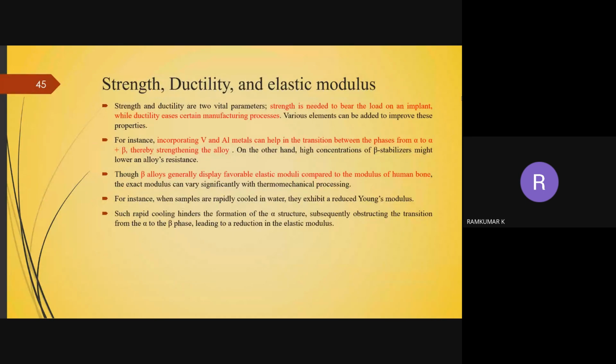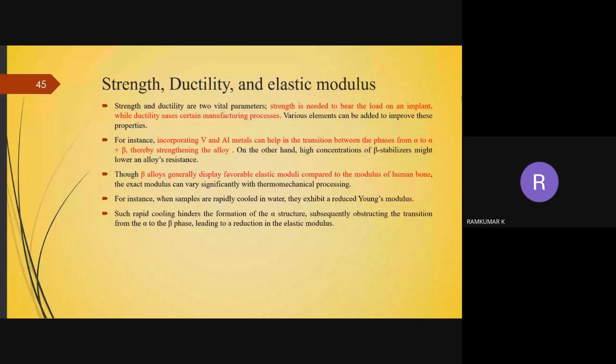First, with respect to strength and ductility, elastic modulus, here we can see the strength and ductility are the main important factors needed for a material. For example, if you are incorporating vanadium, aluminum metals can help in transition between phases from alpha to alpha plus beta. Therefore, it can improve the strength of the alloy.